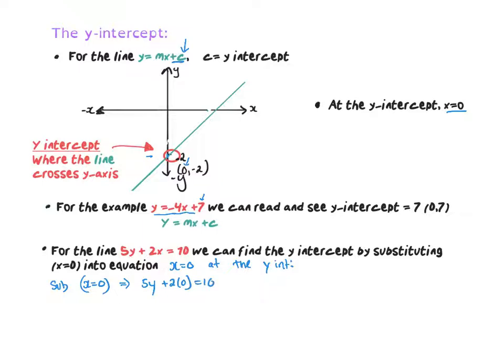So if you look, 2 times 0 is 0. So I've got 5y equals 10. So y equals 10 divided by 5. So y equals 2. So you've just found that coordinate where the line crosses. So you know the y-intercept for this graph is equal to 2. Okay.